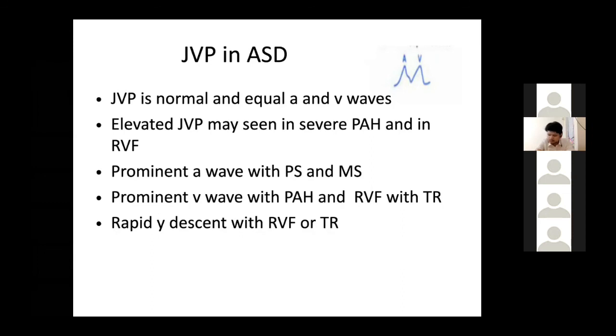What happens with ASD with MR, as I already discussed, is that V waves become prominent in JVP because the MR waves are reflected via the RA into the JVP. So the V waves become prominent. And in a patient with pulmonary stenosis, ASD with pulmonary stenosis is one of the causes of a prominent A wave.